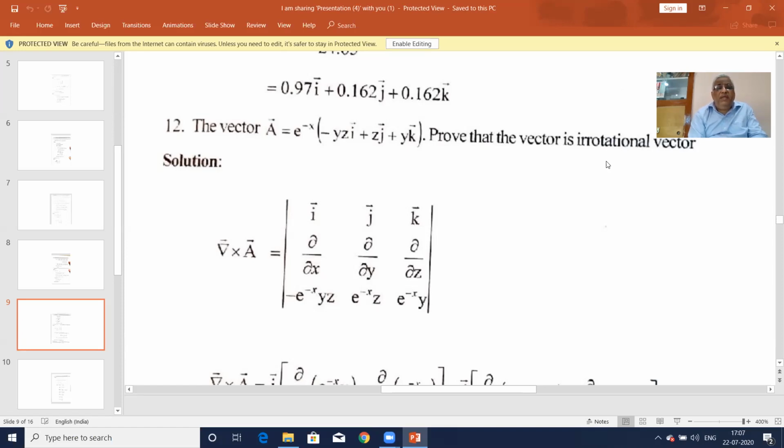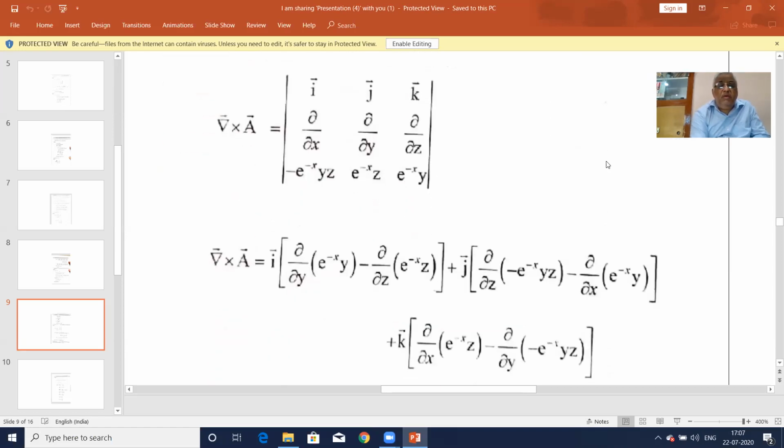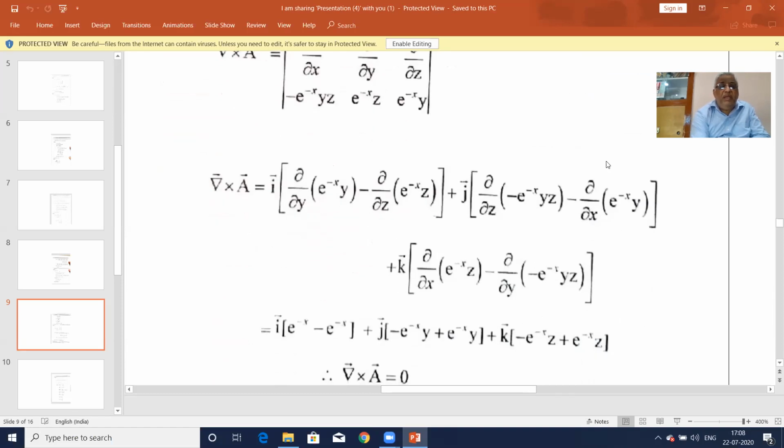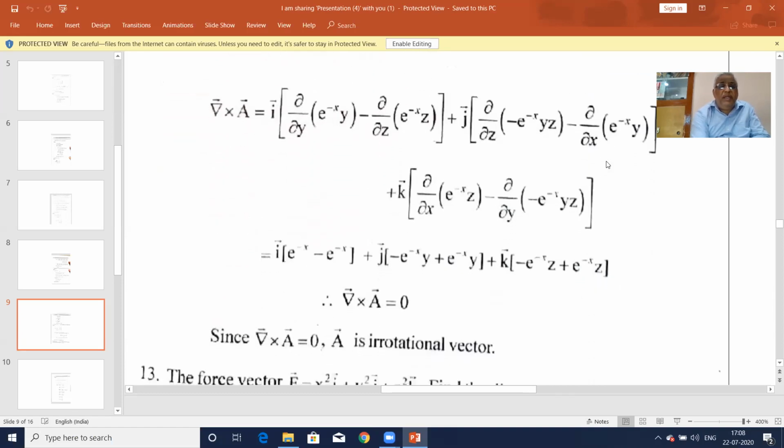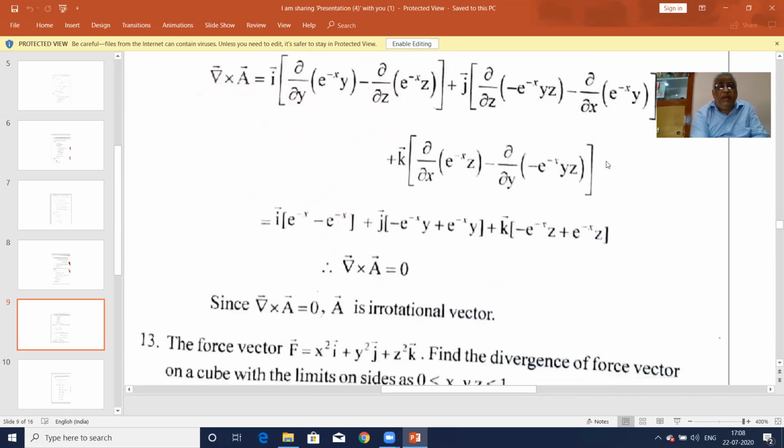E to the power minus xyz, e to the power minus xz, e to the power minus y. So curl A, you are finding out mathematically. It is proved that curl A is 0. That proves, show that curl A is equal to 0. If curl A is equal to 0, it's called an irrotational vector.